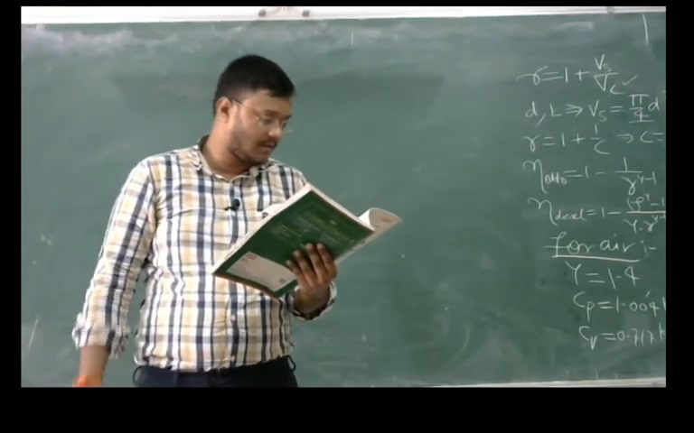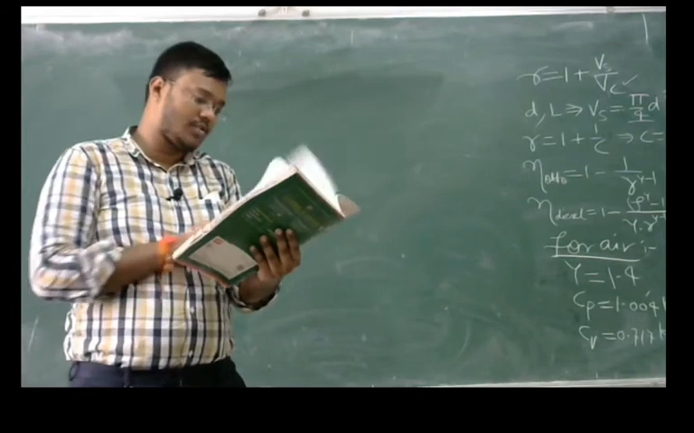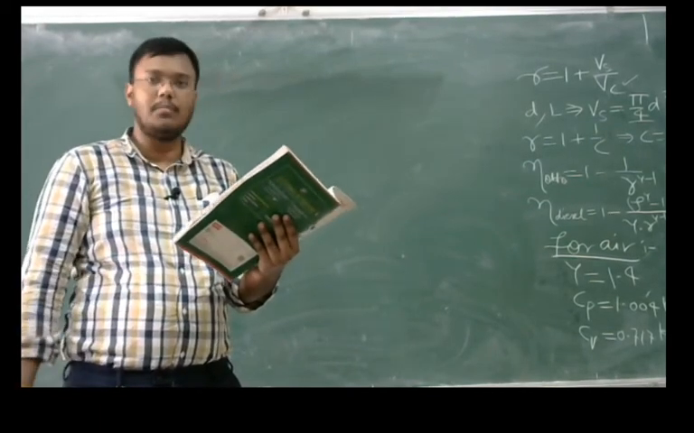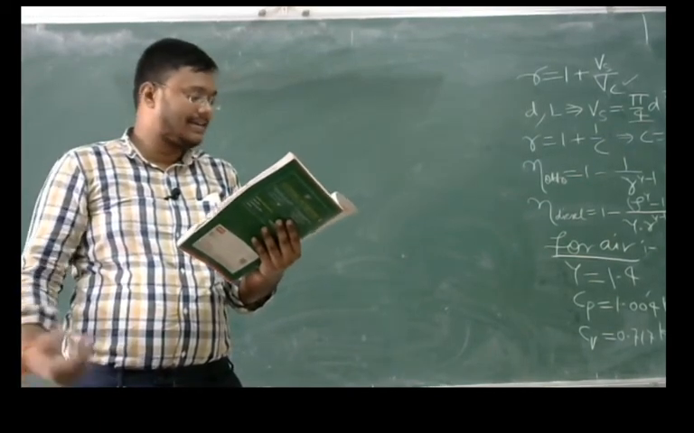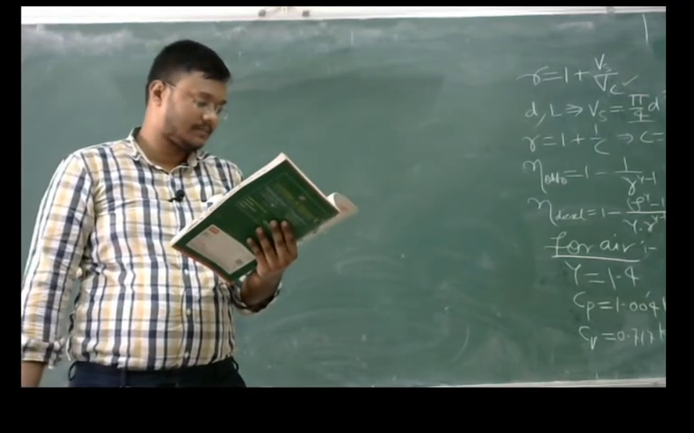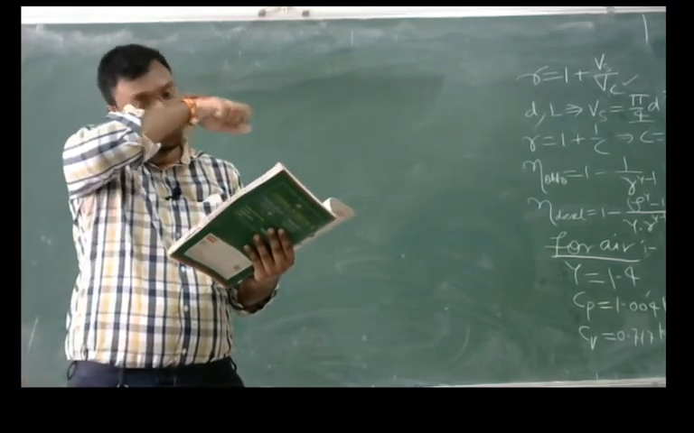Now what the question is asking is: calculate the compression ratio and air standard efficiency of the engine. Assume gamma is equal to 1.4.